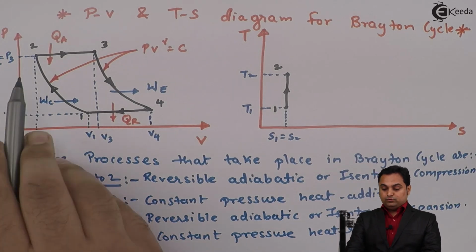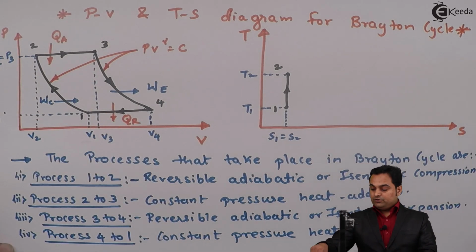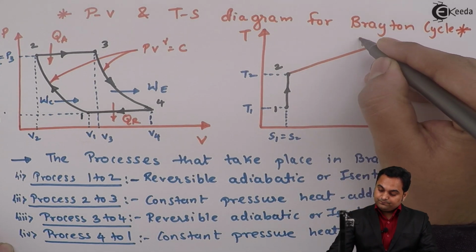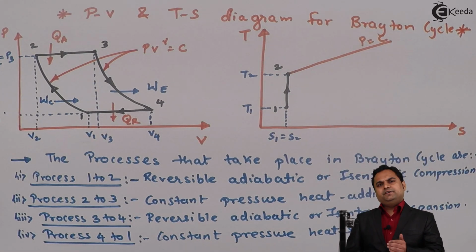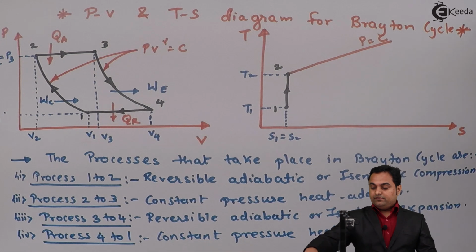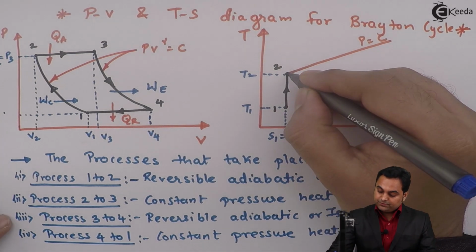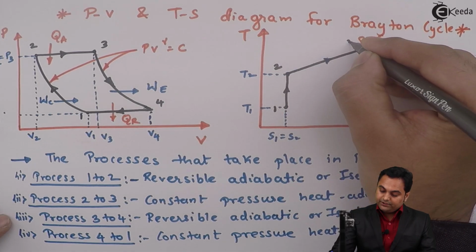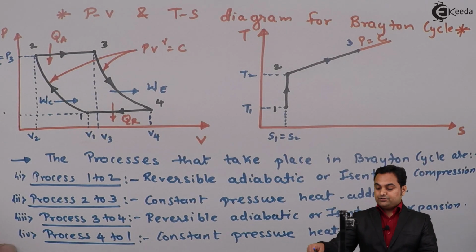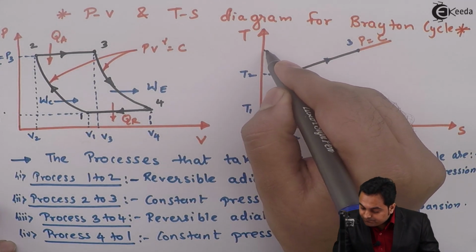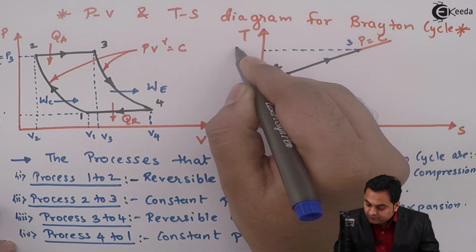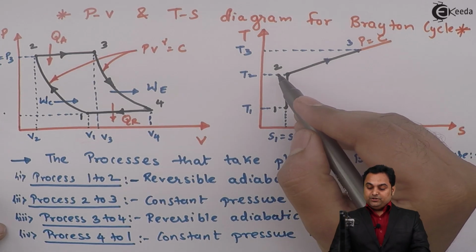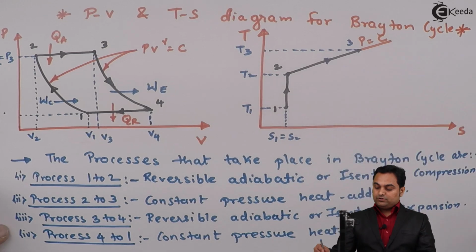Then from 2 to 3 it was constant pressure heat addition, so here I'll draw a constant pressure line, P is equal to constant, and heat is added keeping the pressure constant. It means we have to follow this line having constant pressure. So 2 to 3 indicates the heat addition process, and here the temperature of point 3 is T3. The pressure of point 2 and point 3 both are the same as it is constant.